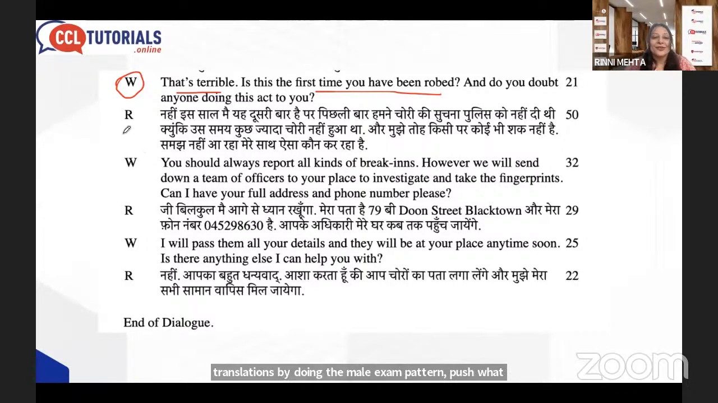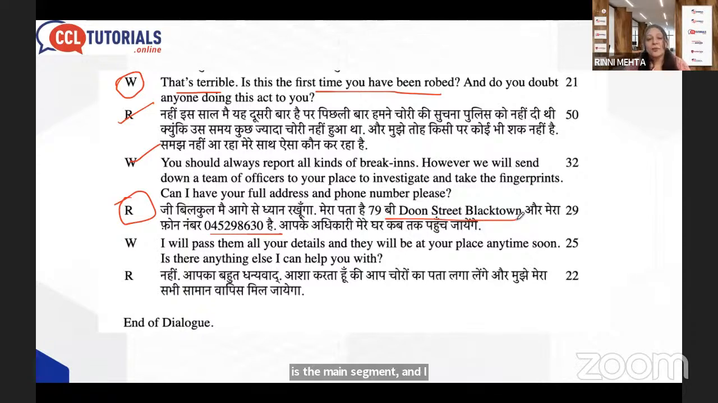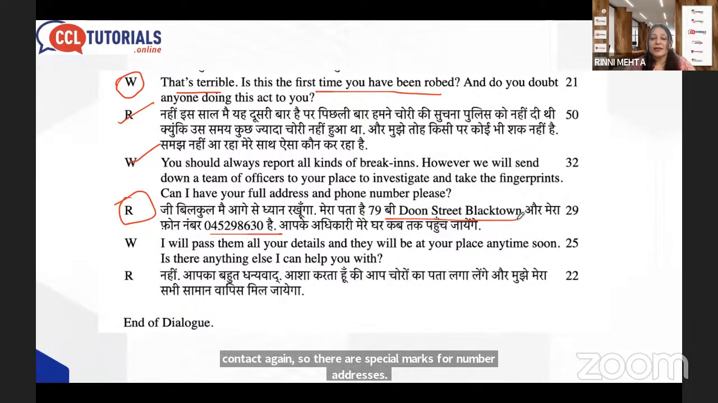Okay, so you see Rahul, then one, and this segment contains the phone number and the address, right? You can see here the number and the address. This is the main segment, and I mostly allow people to take the free repeat, which is given by NAATI, in such type of segments where you get the number or address. Because if you miss this number, let's say the person is trying to call you on this number, and if you translate the wrong number, they will not be able to contact again.